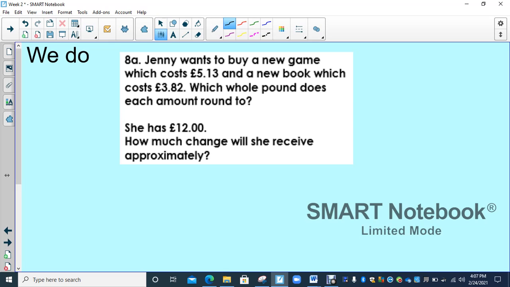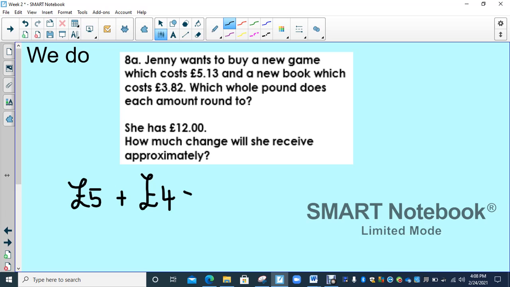So let's start by rounding each of these amounts to the nearest whole pound. So £5.13 rounded to the nearest whole pound. Well, I will be rounding down because the pence is less than 50. So she will have £5 costing for the new game. And then I need to do the same for the cost of a book. Now the book costs £3.82. Because we are rounding, we are estimating, I will be rounding up to the nearest whole pound, which is £4.